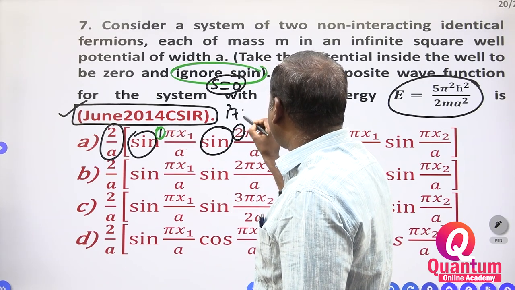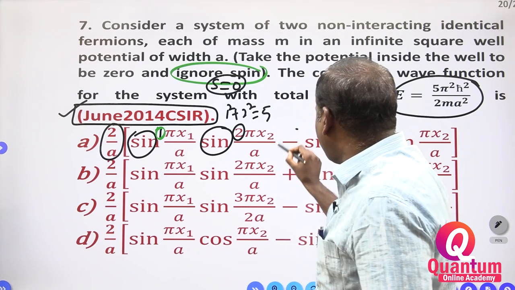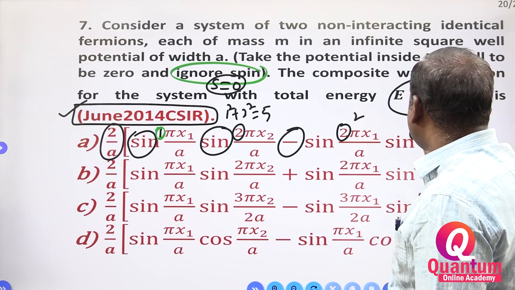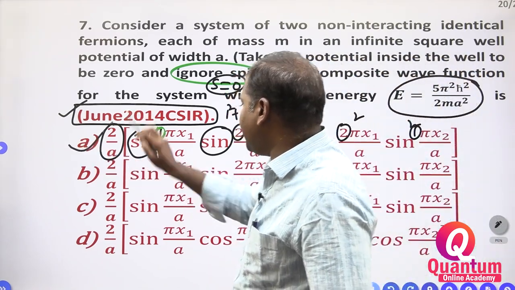1 square plus 2 square is equal to 5. Here, the minus symbol also exists. 2 square plus 1 square is also equal to 5. Therefore, option A is correct.